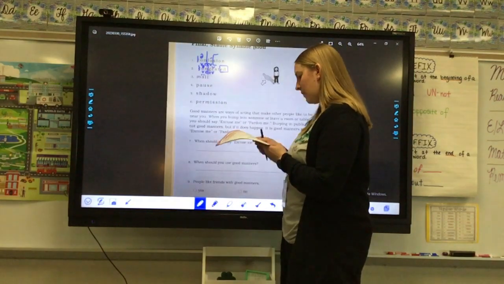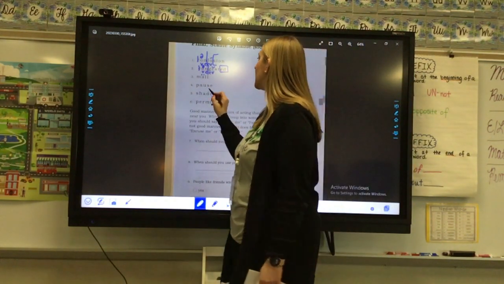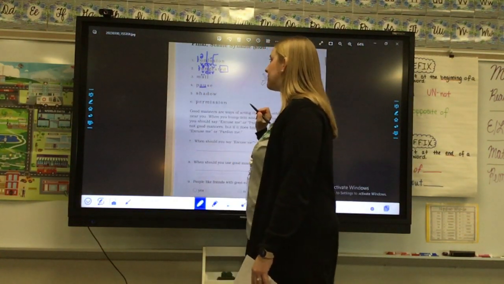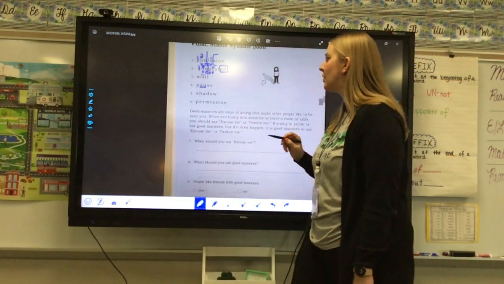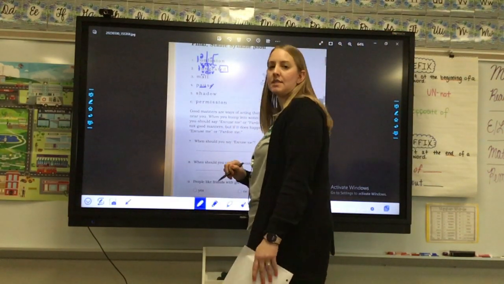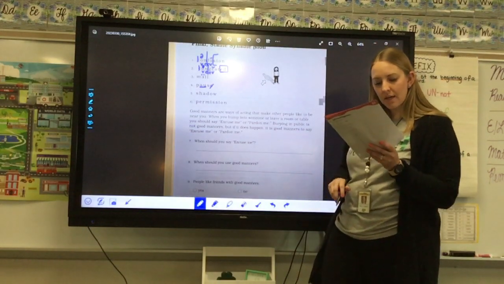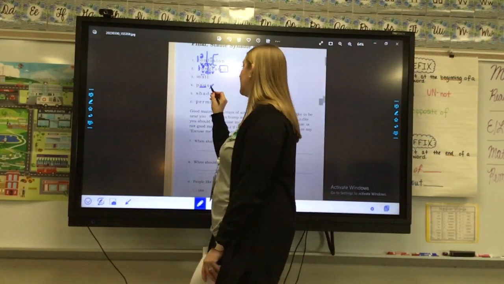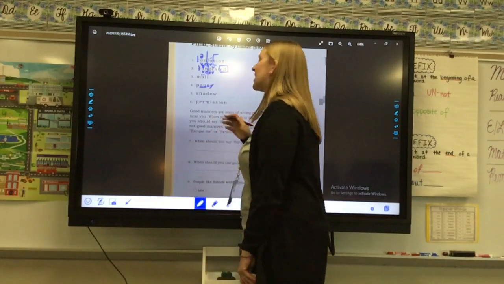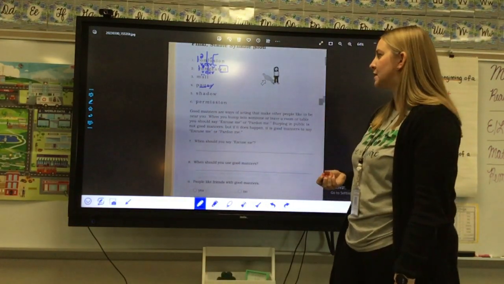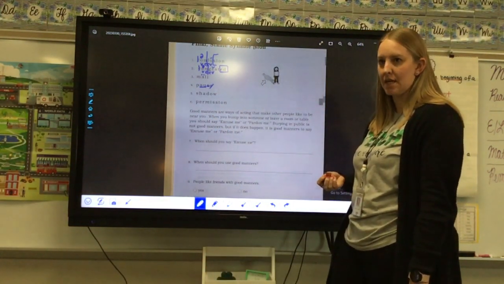Number 4, we have a vowel digraph. So we're going to underline A-U. We're going to cross out the E. The E doesn't make any sound. And if you want to, you can put a line through your S, because the S makes a Z sound in this word, and this word is pause.